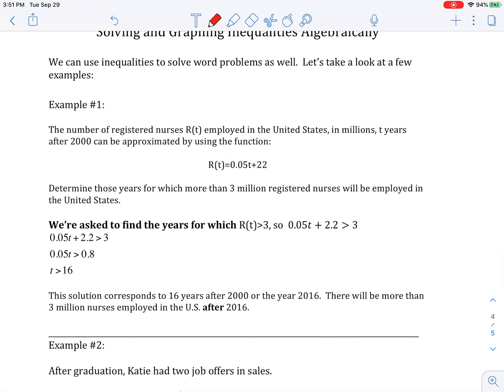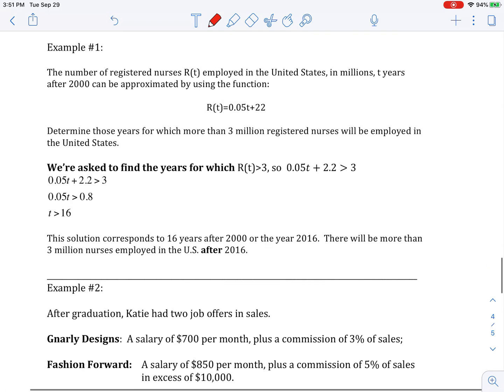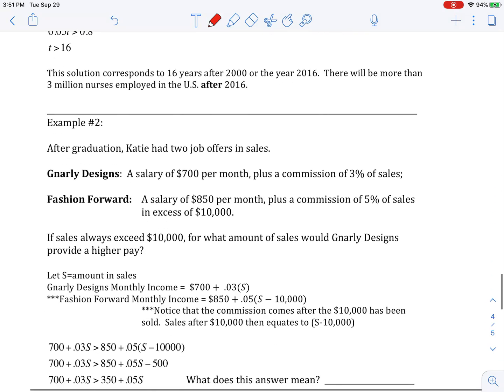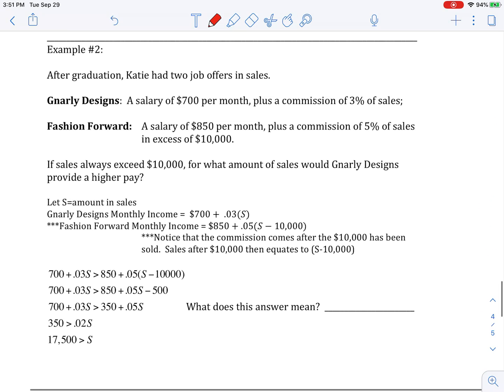I put a couple word problems in here. Okay, I'm going to caution you to read these carefully. You'll notice we're using some kind of function notation here, right? You can work through this example here and see exactly what's going on, as well as example number 2.